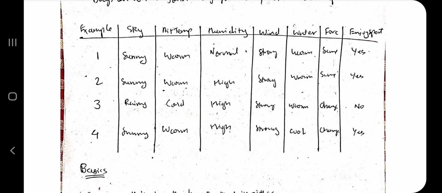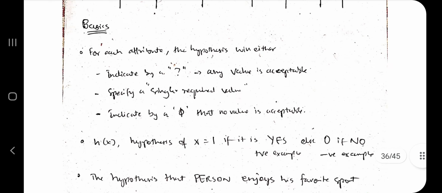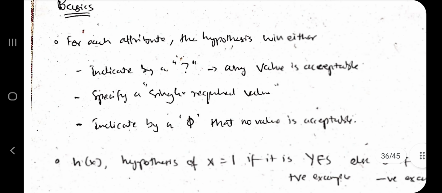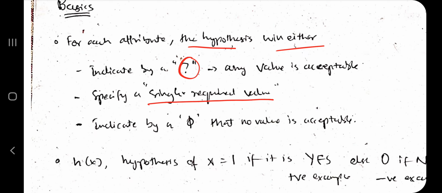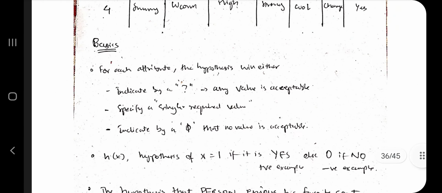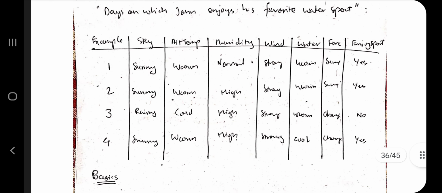Before moving on to the example, you need to know some basic points. For each attribute, the hypothesis will indicate either a question mark, a single required value, or a null value. Let me explain what these terms mean. What is an attribute? Attributes are sky, air temperature, humidity, wind, water, and forecast. Those are the attributes.